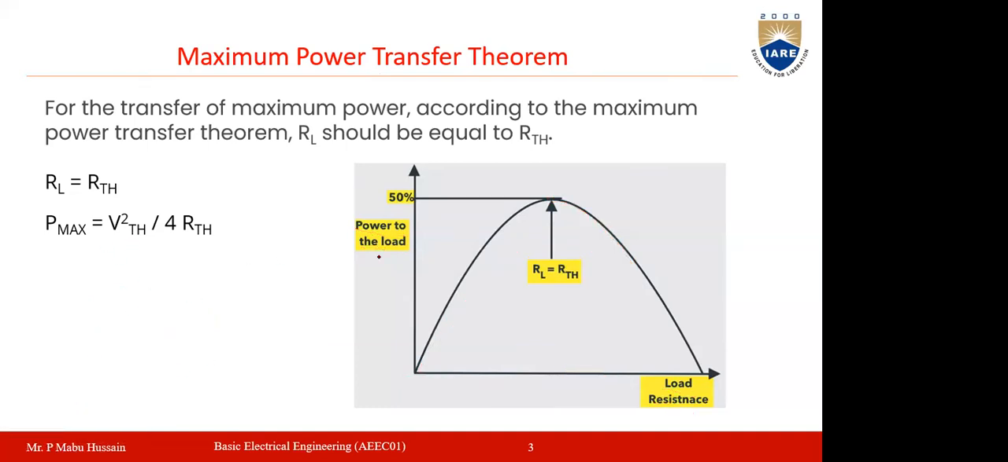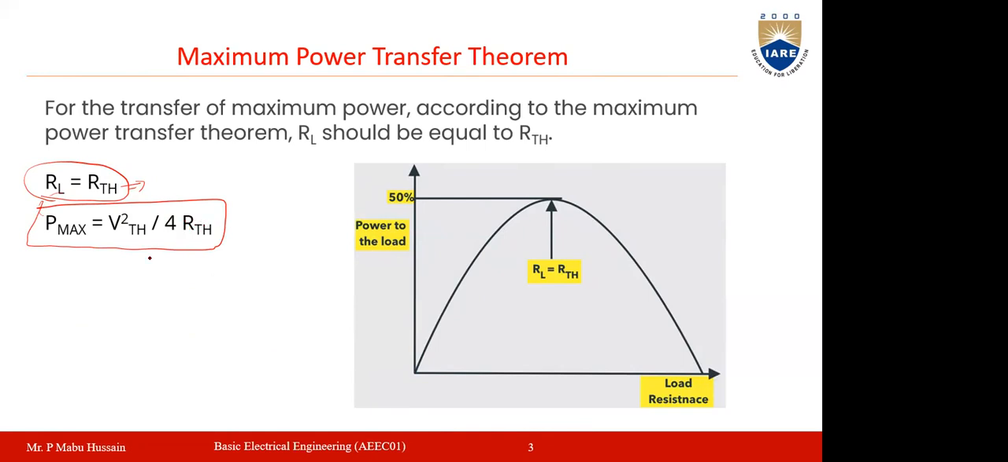Right. So now if you calculate the maximum power at this condition, when RL is equal to RTH, according to the maximum power transfer theorem, the power delivered to the load will be maximum. Now, what is the amount of power? It is calculated using this formula: P max is equal to V Thevenin square by 4 into R Thevenin.